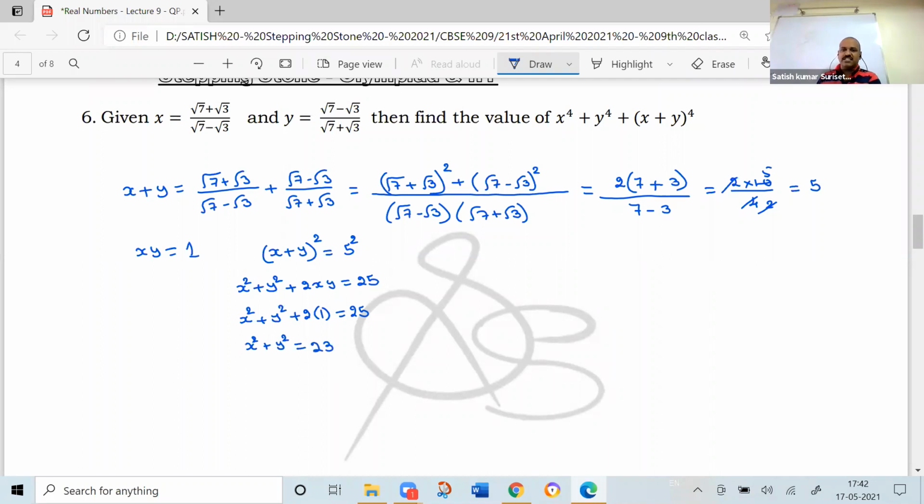But what we want is x power 4 and y power 4. So again squaring on both sides. So x square plus y square whole square equal to 23 square. Expand. So x power 4 plus y power 4 plus 2x square y square equal to 23 square. Anybody can say directly, 23 square how much?